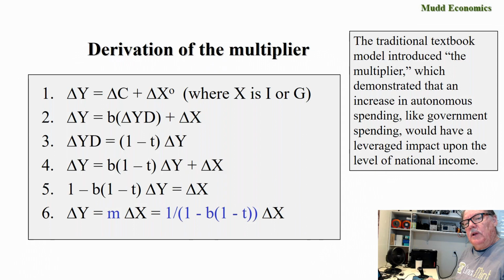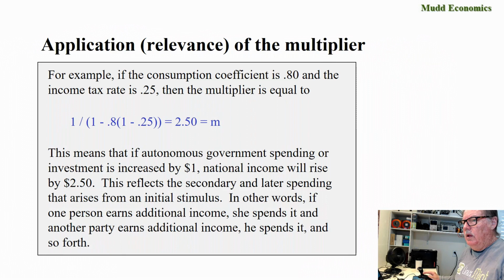Okay, so once we have this set up, we'll be able to run a few simulations. Now, let's see a little bit more about the multiplier, because that is the one valuable thing that arises from this model. If the consumption coefficient is 0.8 and the income tax rate is 0.25, then the multiplier is going to be equal to 2.50. In the context of this model, that means that if autonomous government spending or investment, either one, is increased by $1, then national income will rise by 2.5 times that, or $2.50 in this example.